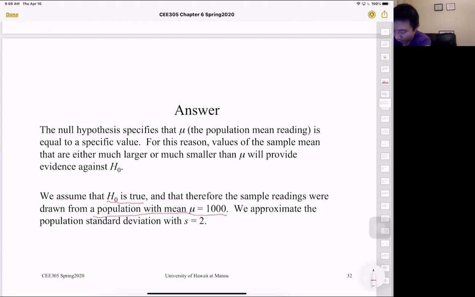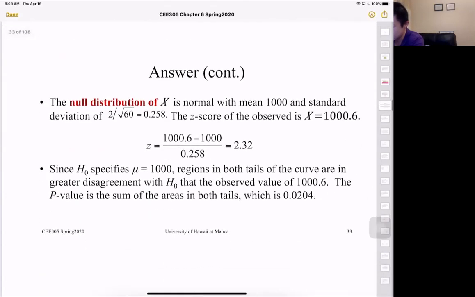And we do not know the population standard deviation, but we can use the sample standard deviation S to replace sigma. So we get the null distribution with the mean value of 1,000 and standard deviation of S over the square root of sample size n. So we get the standard deviation and the mean value.